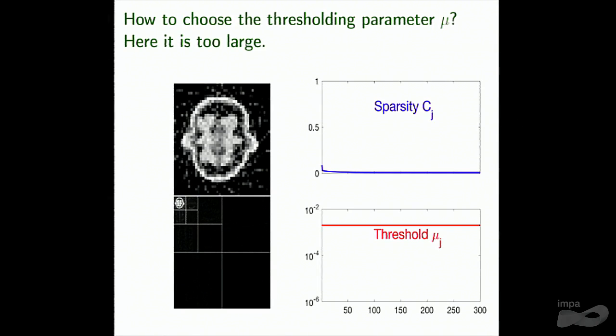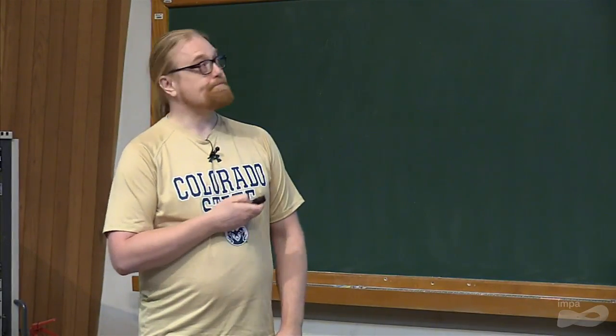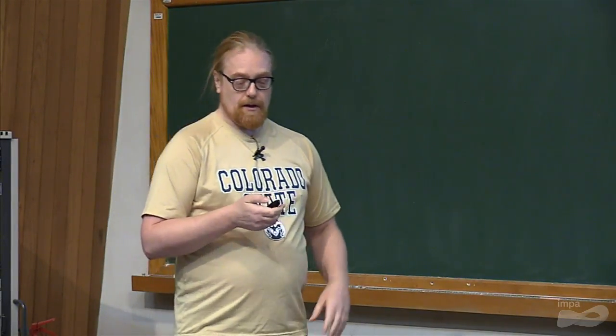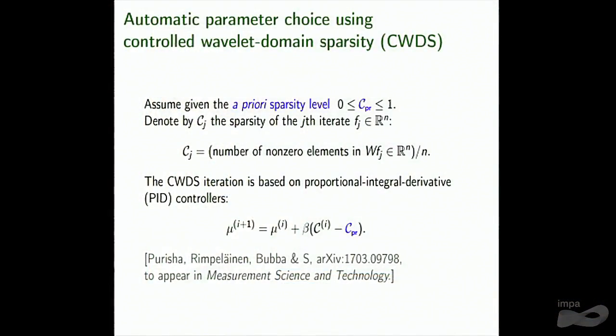So the question is how to choose this mu so that it's good. It's the same kind of question how to choose the regularization parameter in Tikhonov regularization. So we propose this idea. We have one assumption. We assume that we know a priori the sparsity level, the true ratio of non-zero coefficients versus zero coefficients. How could we know something like this?